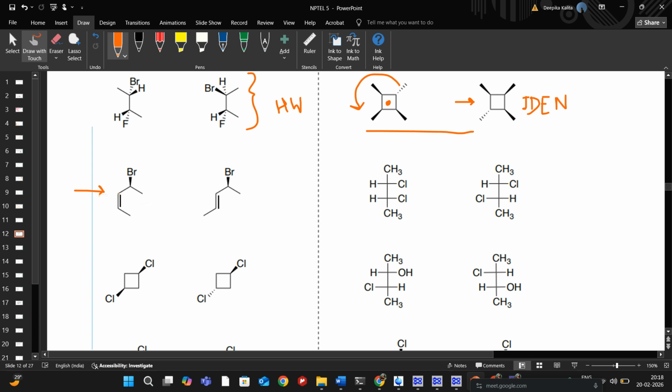Here the double bond, if you look at, will be a cis double bond, whereas this double bond is trans. And the cis-trans pair will always be diastereomers of each other. Hence, you can conclude that this pair is a diastereomeric pair.